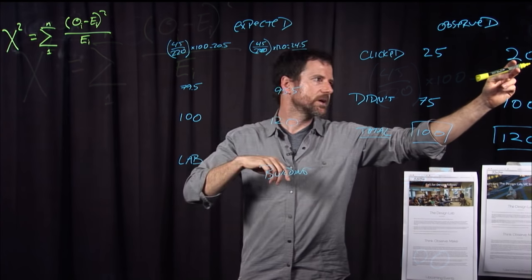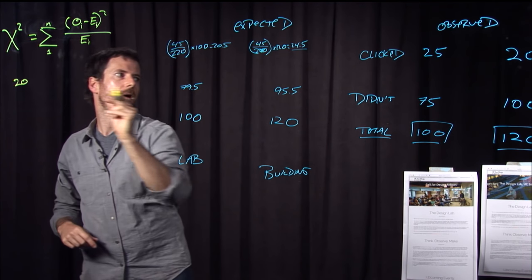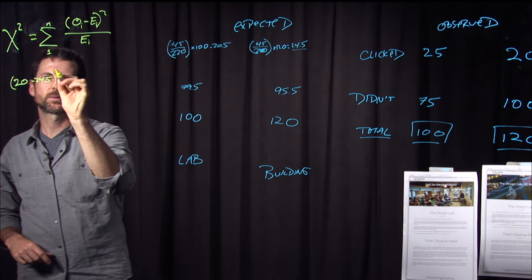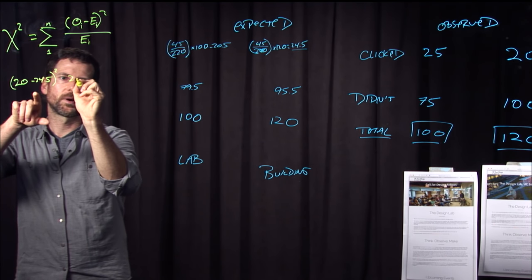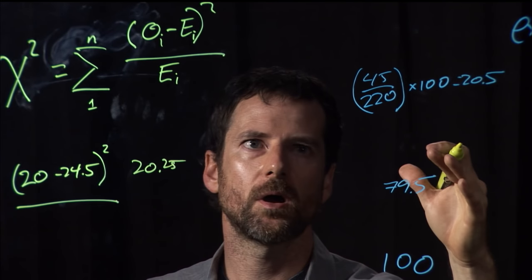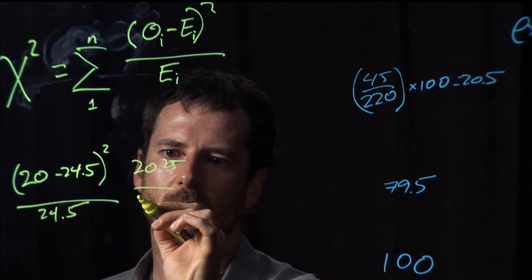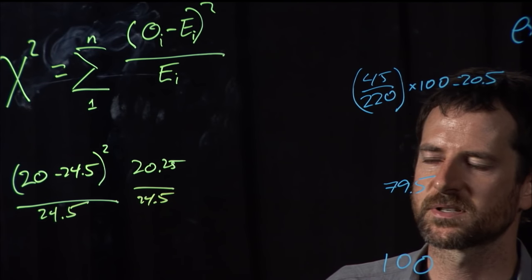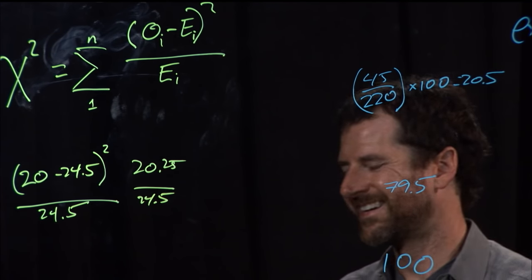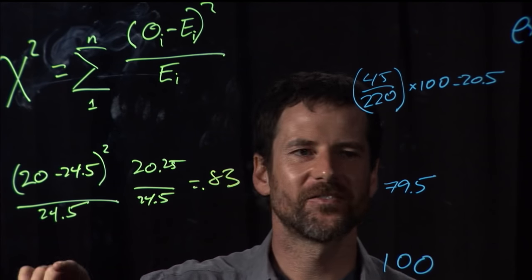So let's start out with the number of clicks that are in the building condition. Our observed was 20. Our expected was 24 and a half. We square that, and so that's going to work out to about 20 and a quarter. And then we divide that by our expected, which again is going to be 24 and a half. And let me ask Anita, who's our resident design lab statistician, what's 20 and a quarter over 24 and a half? It's 0.83. All right. Equals 0.83, and then we do our second condition here.